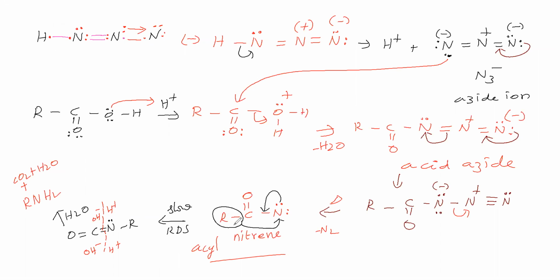The migration of R minus from carbon to nitrogen is called the rate determining step. Okay, we'll go for the next reaction.